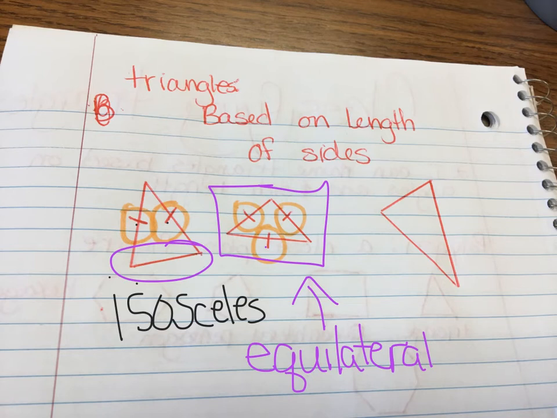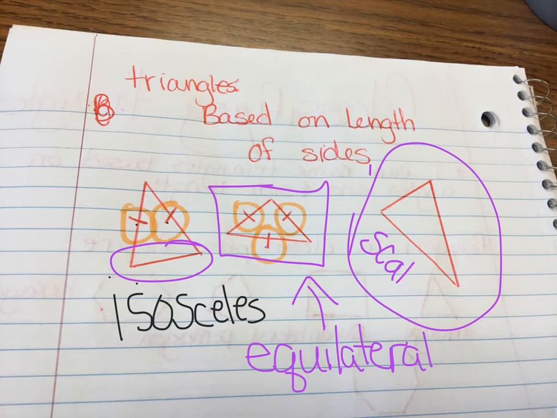This last one, notice there's no hash marks on it at all because all 3 of the sides are different. This is called a scalene triangle. Means that all the sides do not equal each other. They are all different.